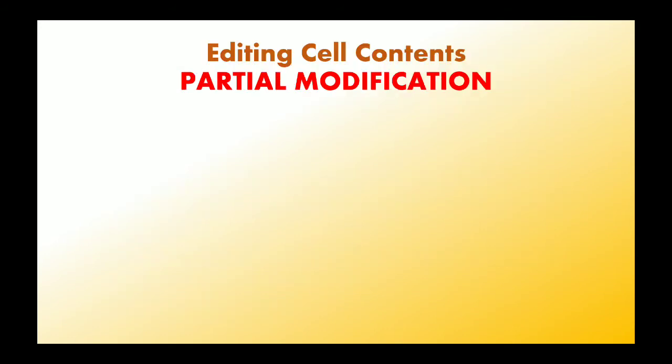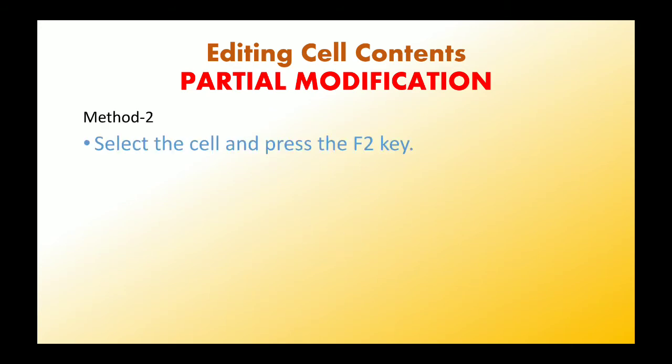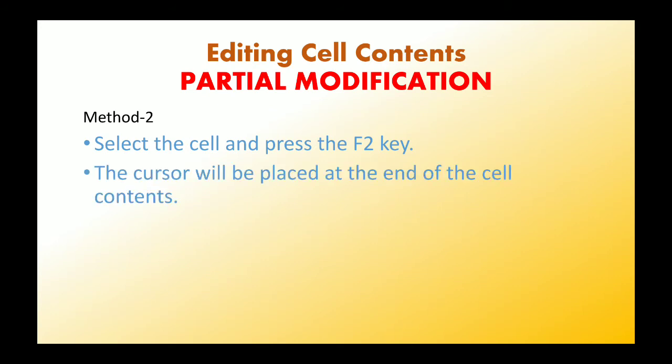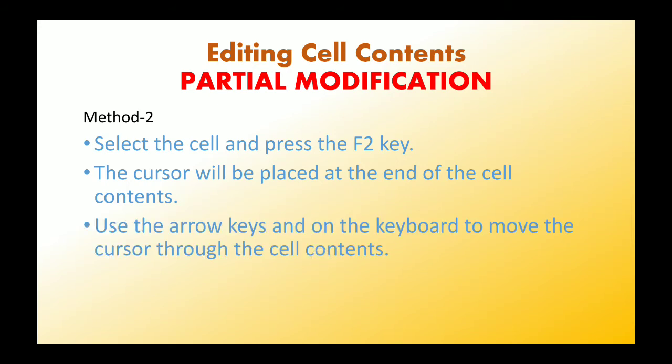Now the second method of partial modification is just by using the F2 key. First select the cell and press the F2 key. Now the cursor will be placed at the end of the cell content. So just by pressing the F2 key, the cursor will start blinking after the data that is entered in the cell.